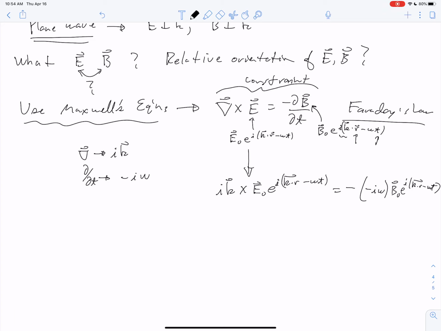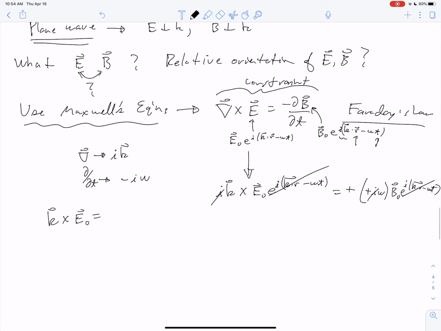Okay, let me make sure I did the math right. Yes. So these two minus signs turn into a plus, the i's cancel from both sides of the equation, and we can cancel the exponential from both sides of the equation. What we're left with is k cross E naught is equal to B naught.